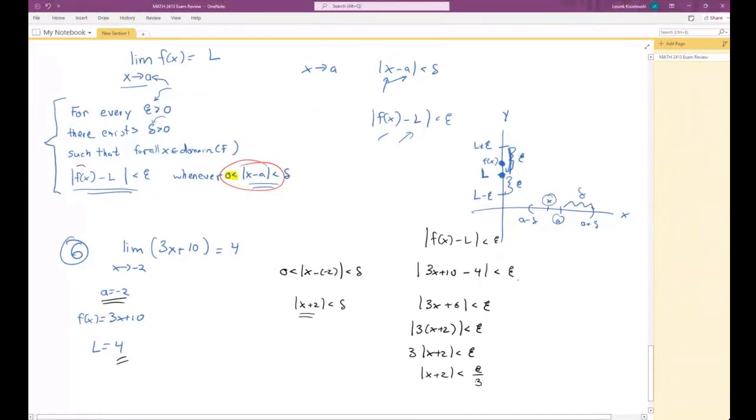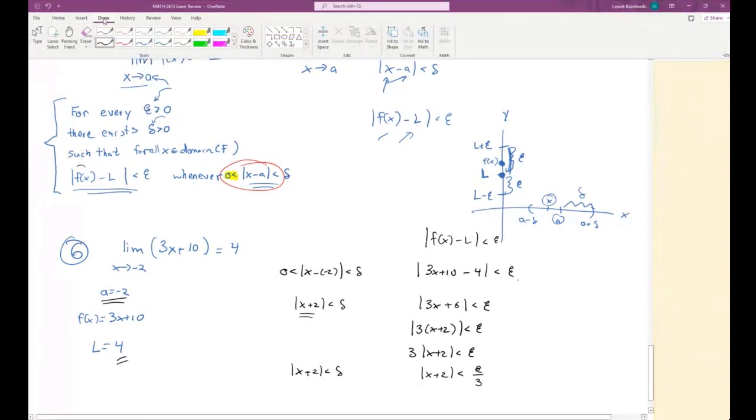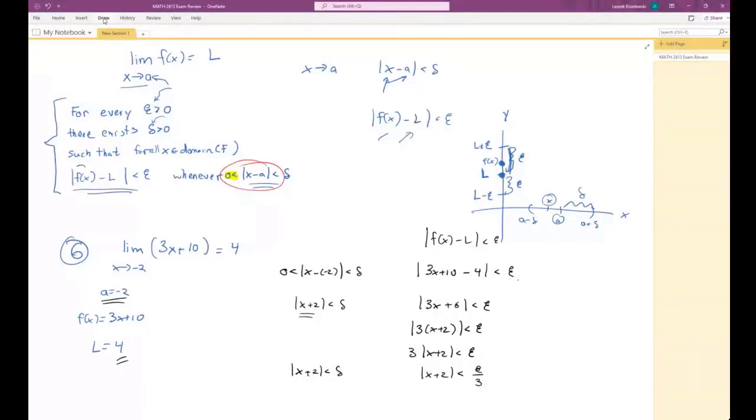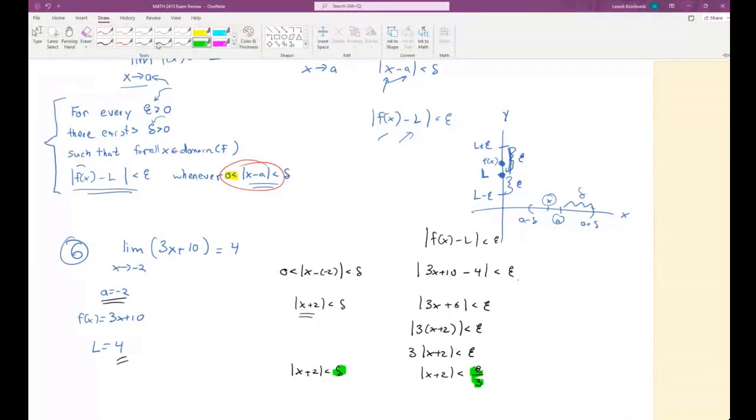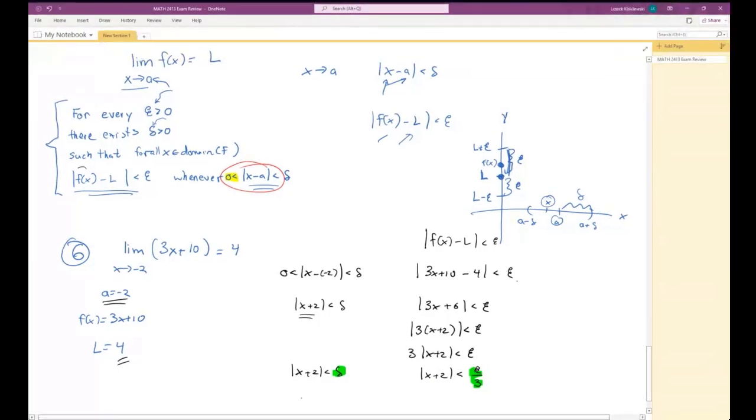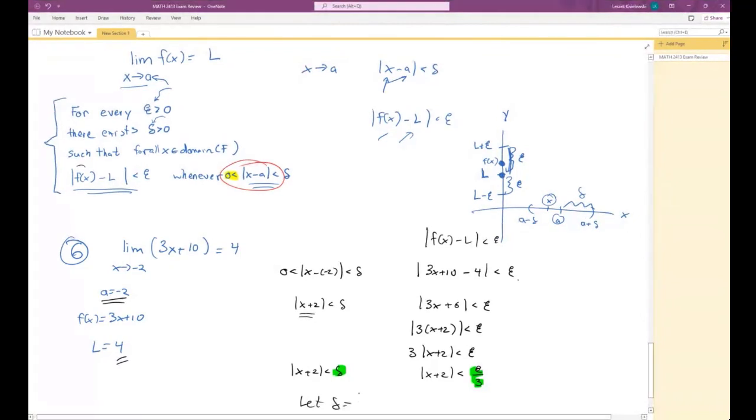By comparing the two limit statements after we did some algebra there, can you suggest a way to define delta in terms of epsilon? Delta is less than epsilon divided by 3. Yeah, comparing these two inequalities, we should let delta equal epsilon over 3.